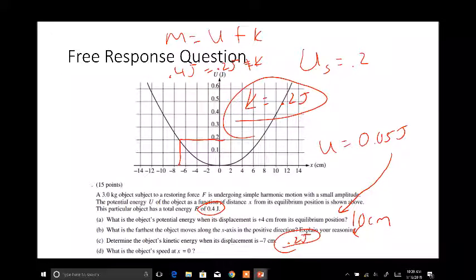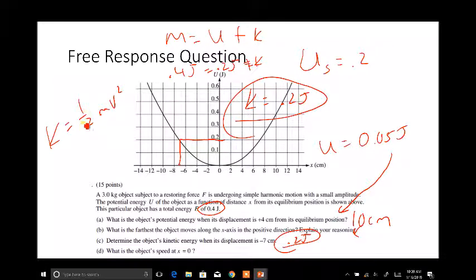Finally, on D, we want to know the object's speed at x equals 0. Well, at x equals 0, there's no potential energy, which means all of the energy has to be kinetic. So all 0.4 joules are kinetic. So we're going to say K equals 1/2 mv squared. We're going to solve that out for velocity.